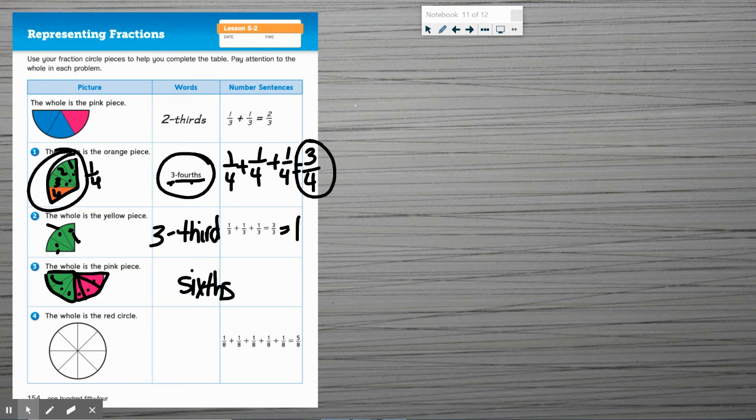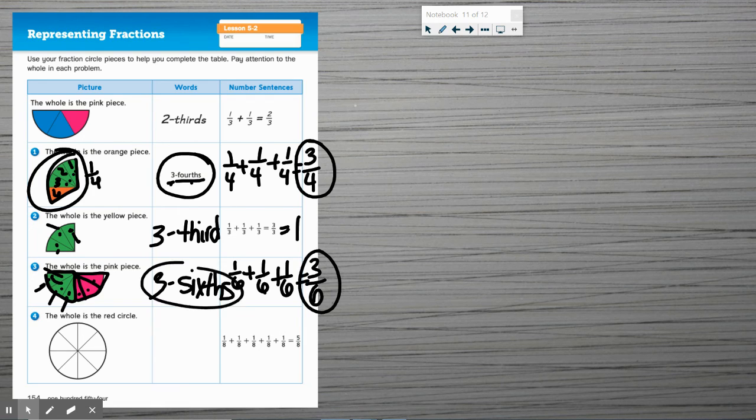How many of them are green? 1, 2, 3 are green. So we're going to call this 3/6. This green is one of my 6, so I'm going to go 1/6 plus 1/6 plus 1/6, and that means I have 3/6. We have to be able to write the fraction, write it in words, and draw a picture.